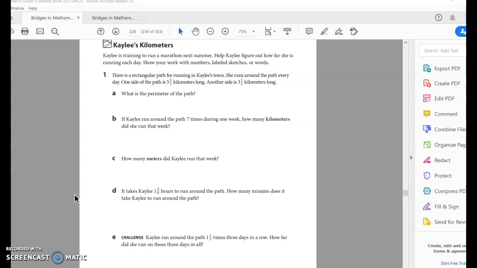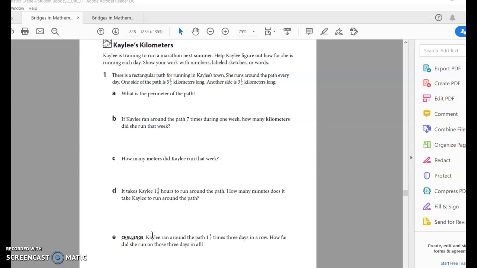If Kaylee ran around the path 7 times during the week, how many kilometers did she run that week? How many meters did she run that week? So to solve C, you have to look at B. For D, it takes Kaylee 1 and 5/6 hours to run around the path. How many minutes does it take her to run around the path?